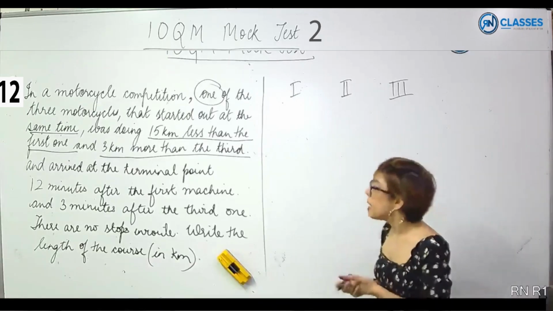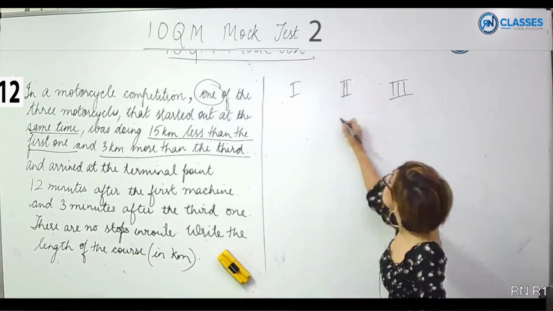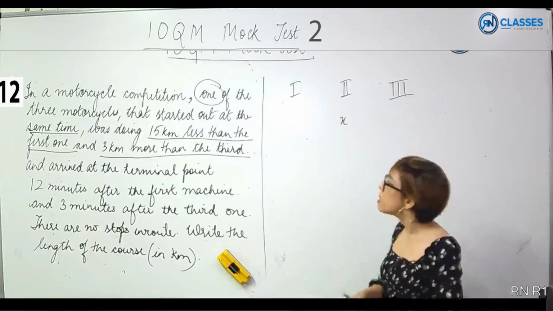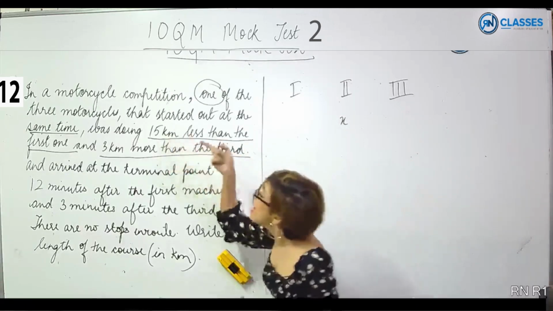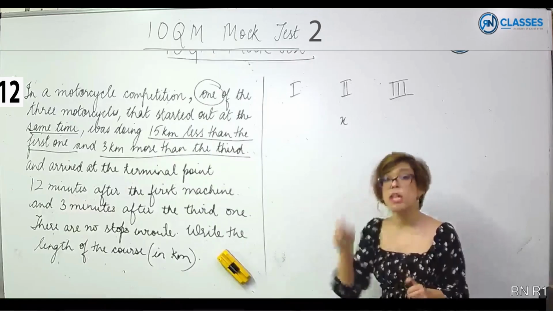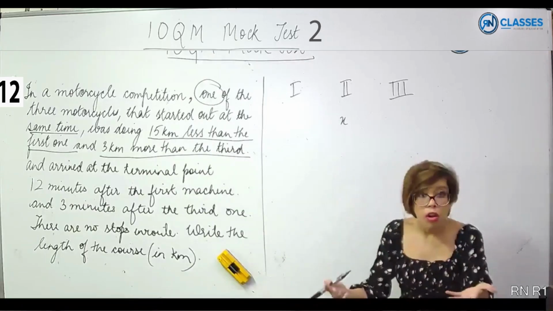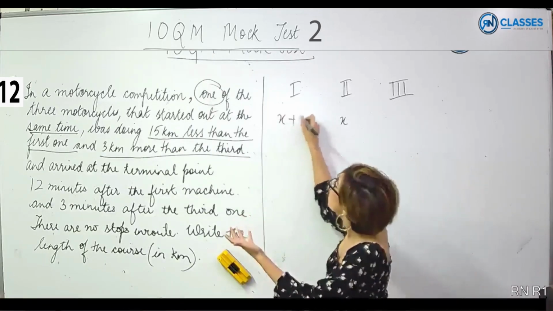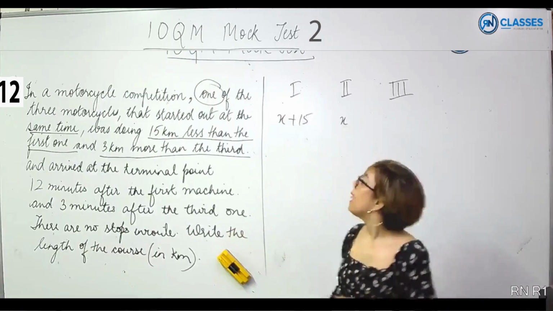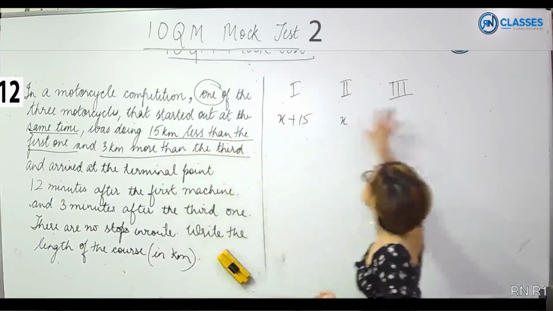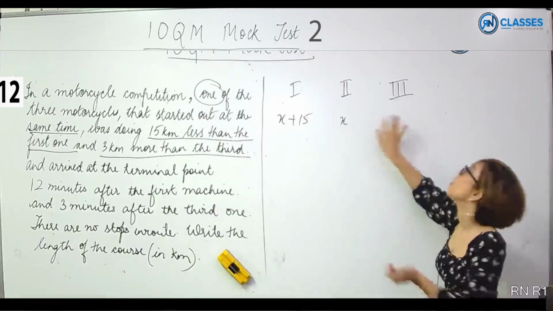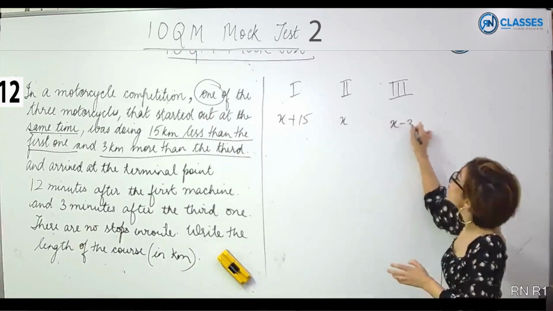Now, maybe I can say that this person covers x kilometers. Now he says this is 15 kilometers less than the first one. That means the first one is traveling 15 kilometers more, so it should be x plus 15, right? And 3 kilometers more than the third one. That means this one is moving less, right? So that means this is x minus 3.